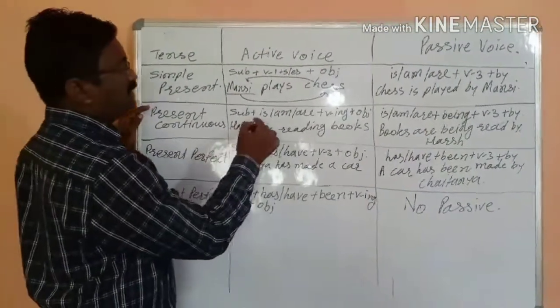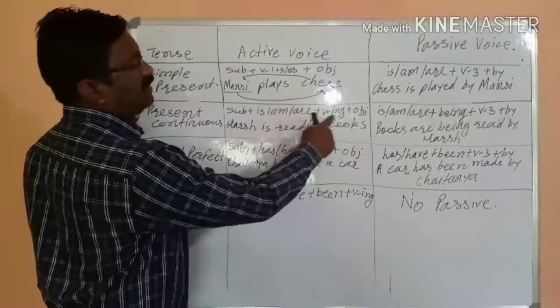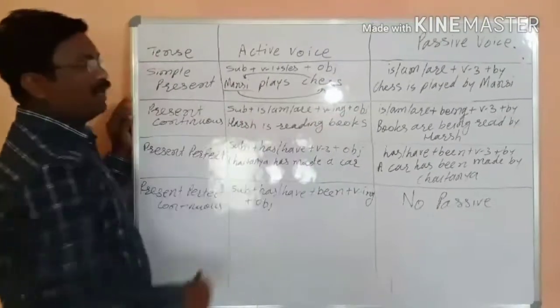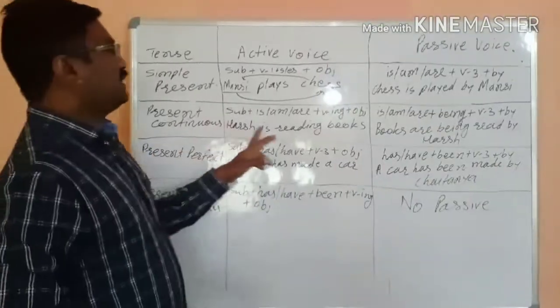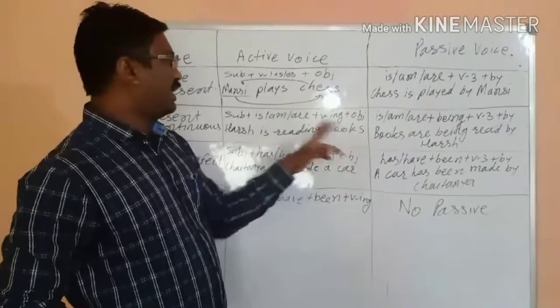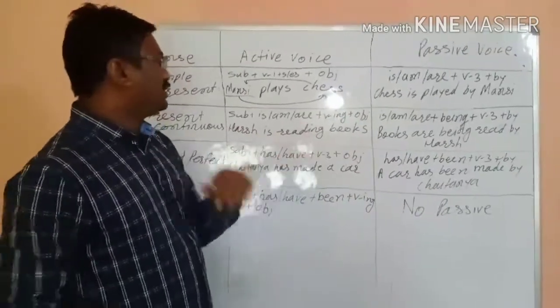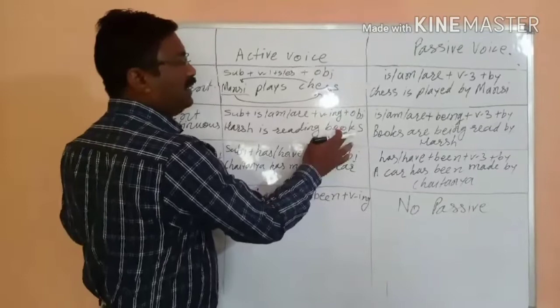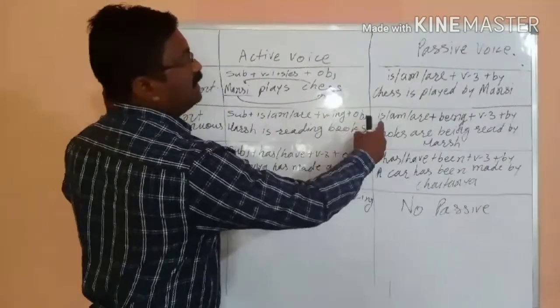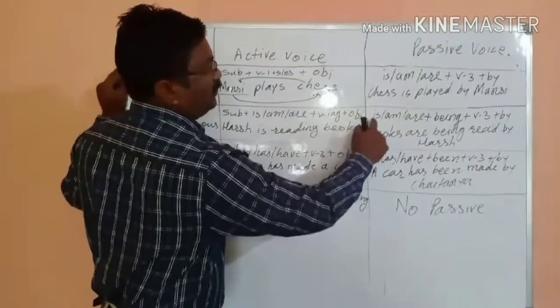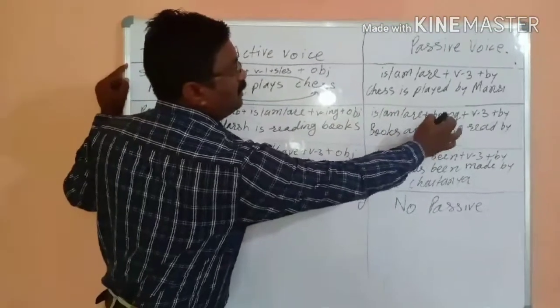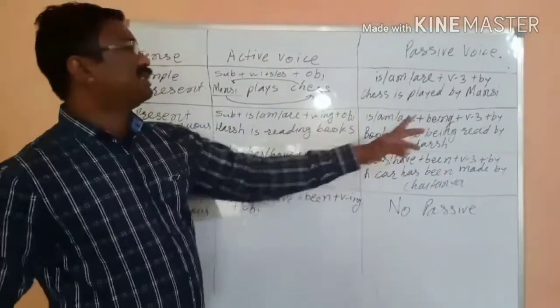Subject plus is, am, are plus verb ing plus object. Harsh is reading books. Harsh is reading books. So books is plural here. So what do we need to take? Just see. The formula of passive voice is is, am, are plus being plus V3 plus by.